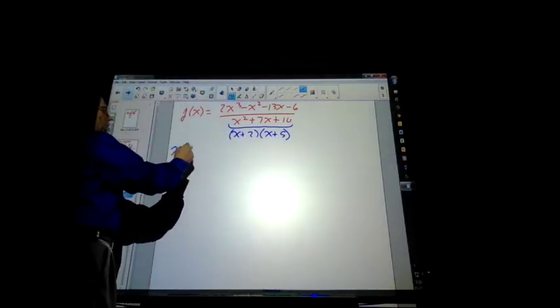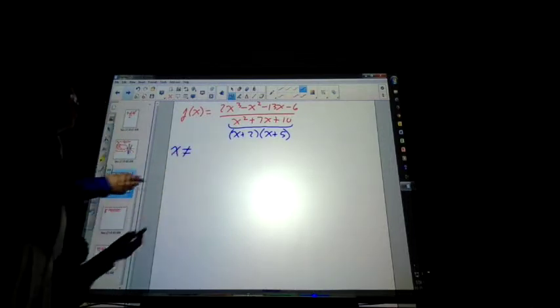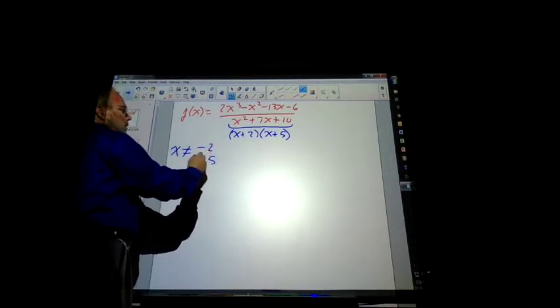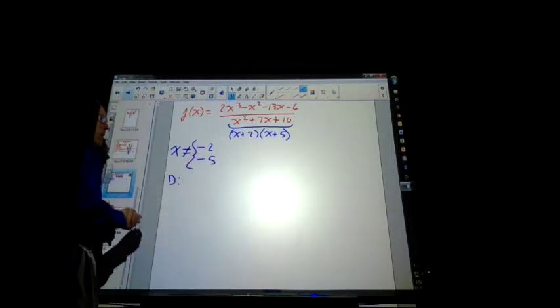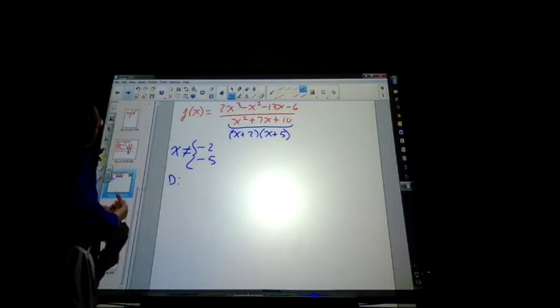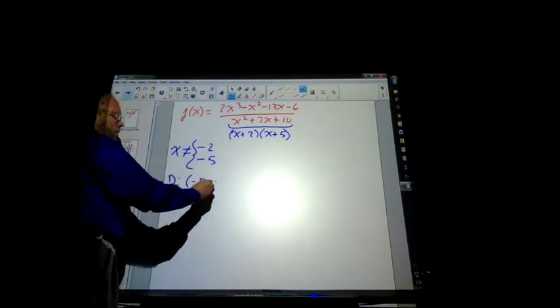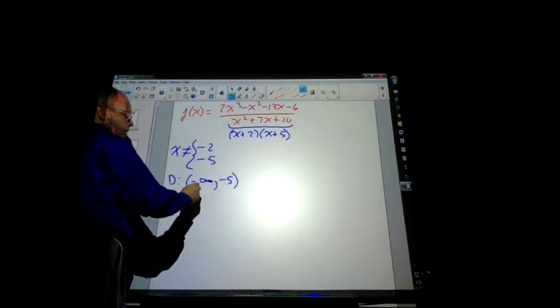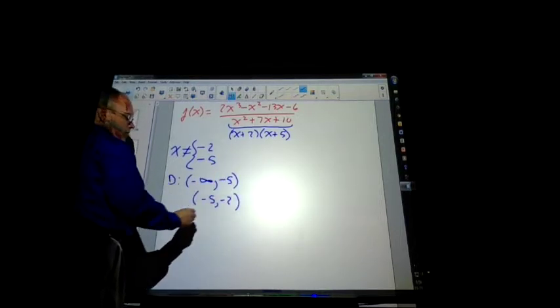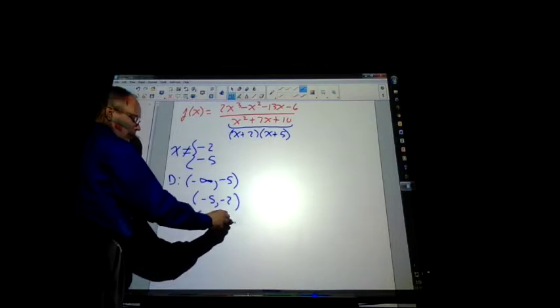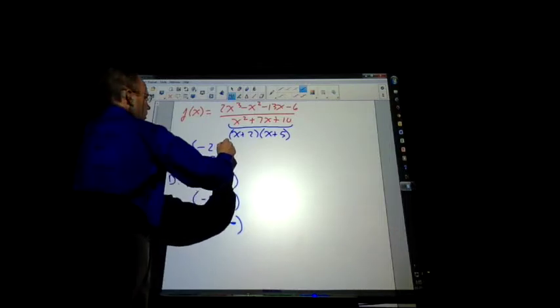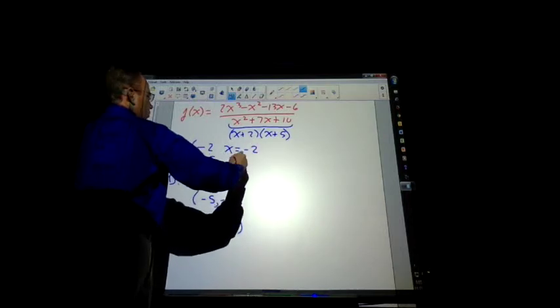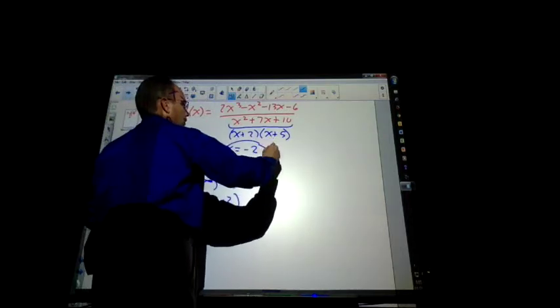So what can x not be equal to? Do you agree with those? So what is my domain going to be? Negative infinity to -5, and -5 to -2, perfect, -2 to infinity. That's my domain. In this case, we're going to have 2 vertical asymptotes. What are my vertical asymptotes? X equals -2, x equals -5. These are my vertical asymptotes.